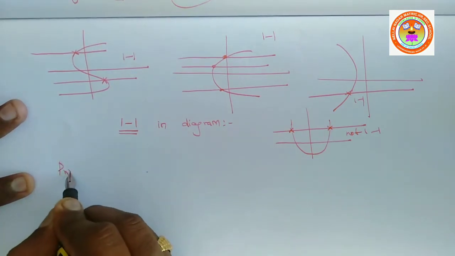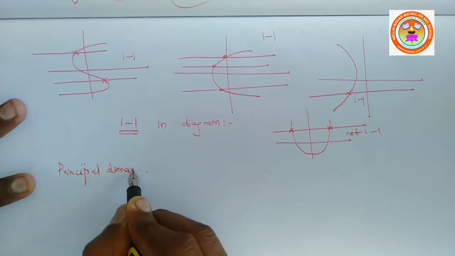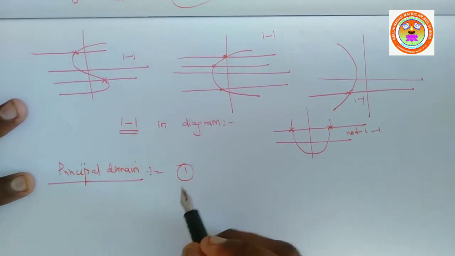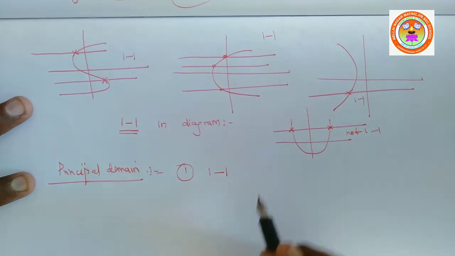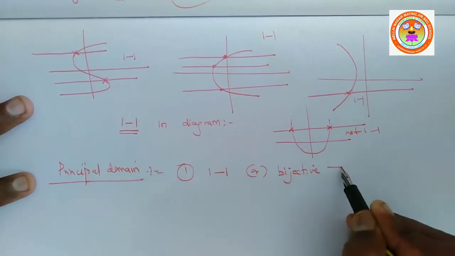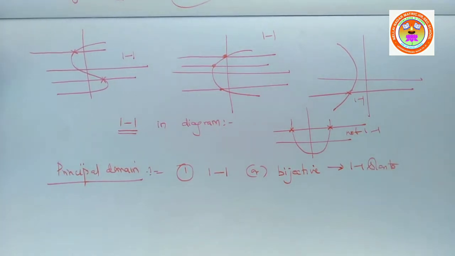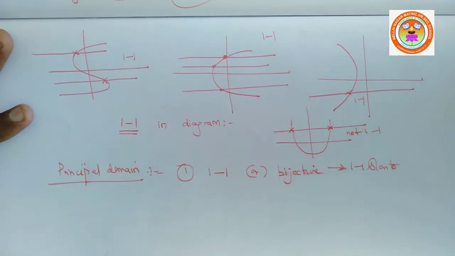For finding the principal domain, there are a few conditions. What is the first condition? It should be one-to-one, or it can be bijective also, no problem. Bijective is one-to-one and onto. So it can be bijective or one-to-one, but the main condition is one-to-one itself.